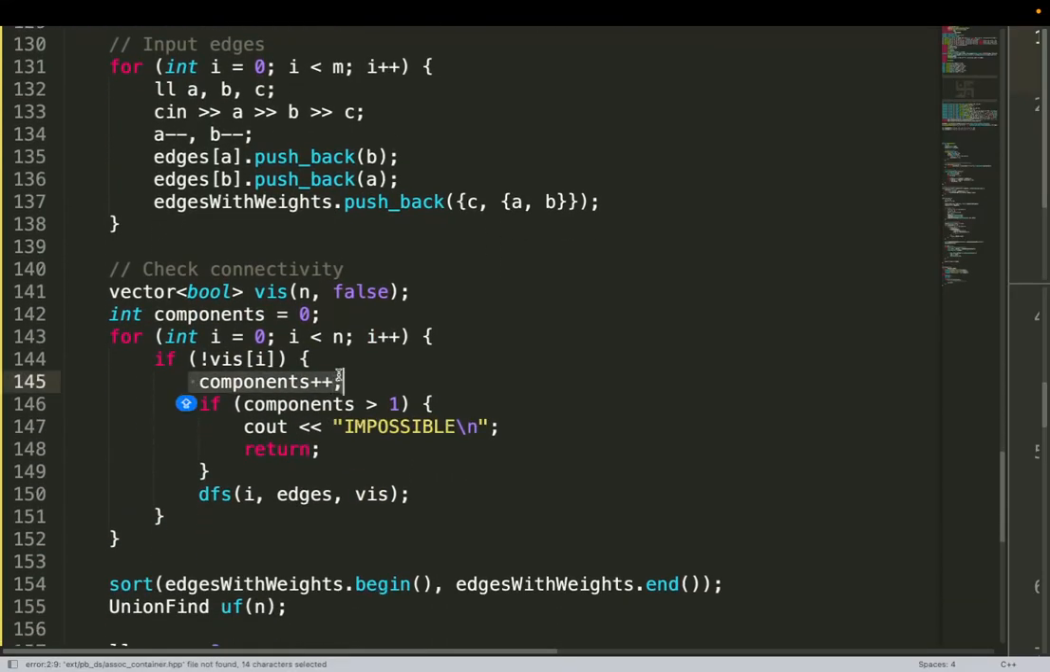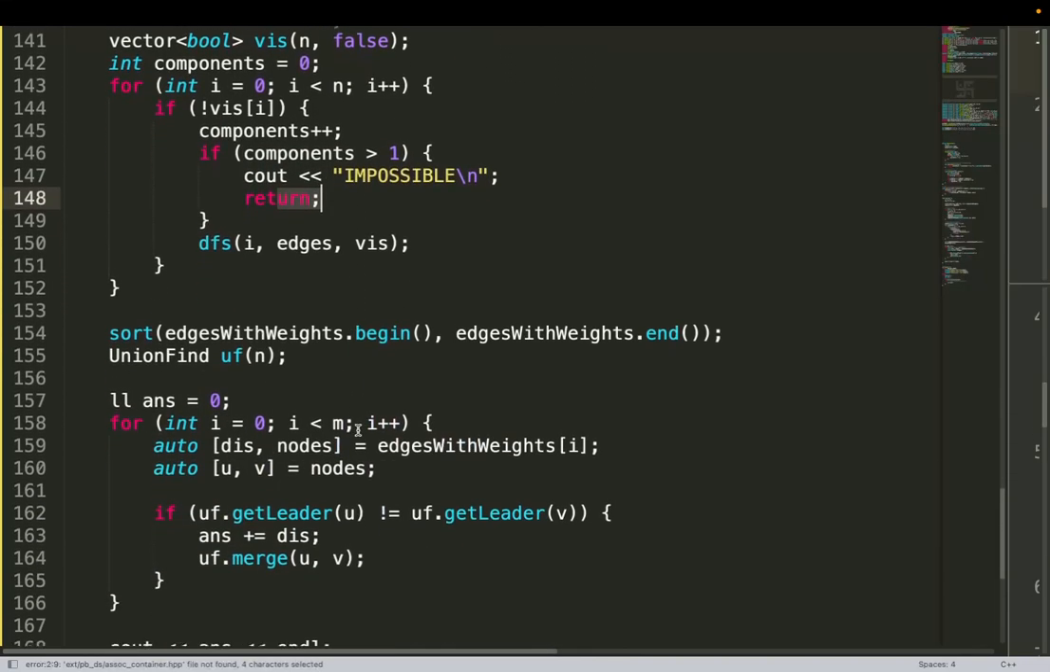Now, if the number of components is greater than 1. Every time I am trying to do a DFS, I am increasing the component count, because every time I do a DFS from a new node, it means it belongs to a different component. So if the component number exceeds 1, this means that even if I repair all the roads, I won't be able to make every node reachable to every other node. So in that case, I am simply printing impossible and returning.